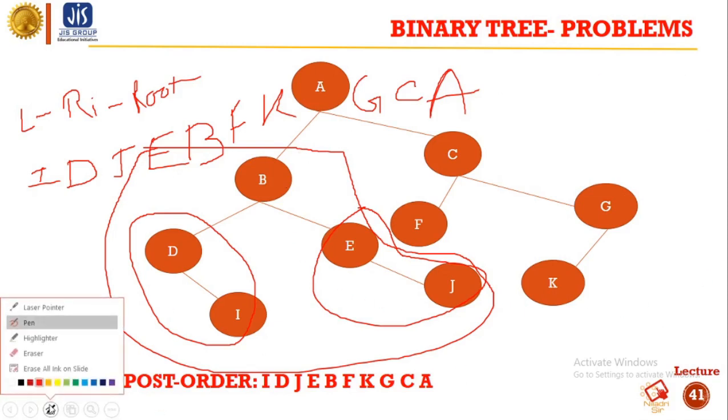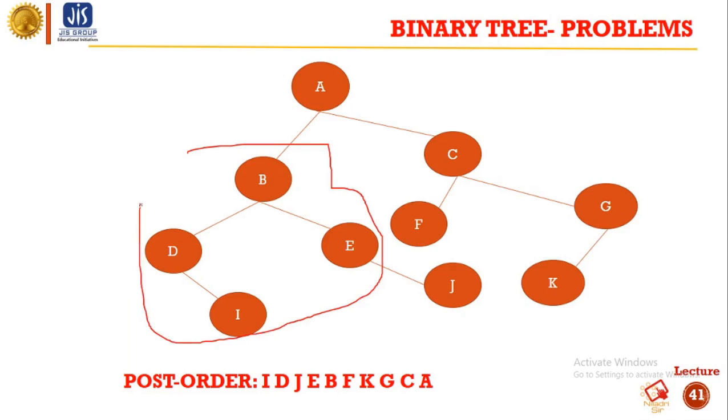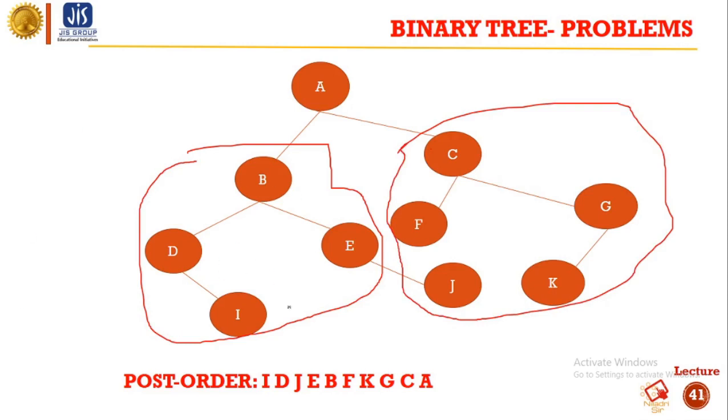I am again repeating, it will help you. So this is the whole tree. A is the root, so it has two parts. This is the left part and this is the right part. So this part will be done first, then this part, after that the A part. From this part, B is the root, and this is the left part and this is the right part.